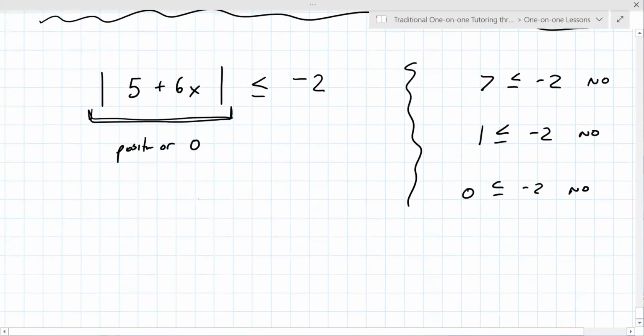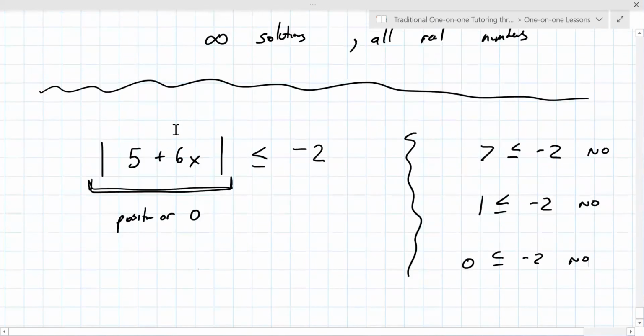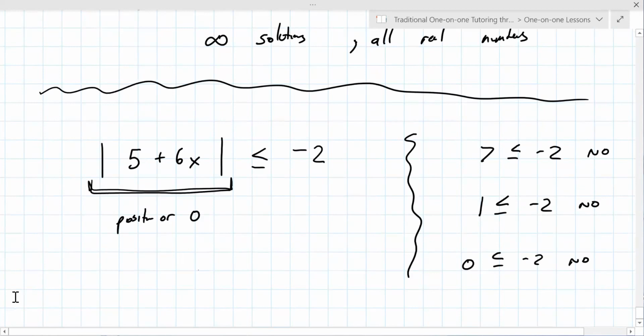Okay. But this is the point, these are exceptions. These are weird. They're different. So this has no solution. There is not a number you can put in here where you don't get something that is positive or 0. Positives or zeros are always bigger than this number on the right. So there's no way to make this true.